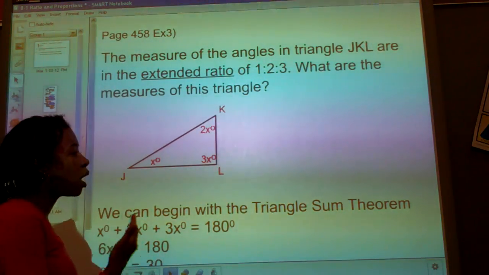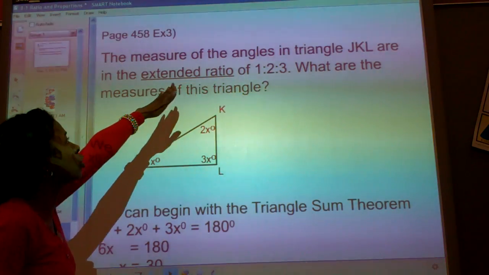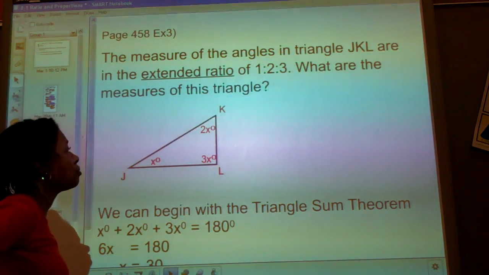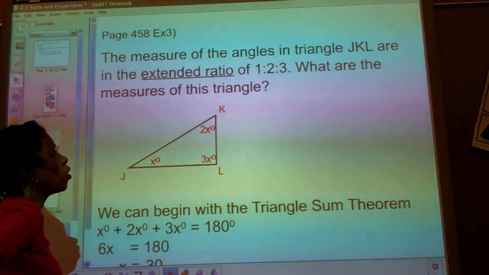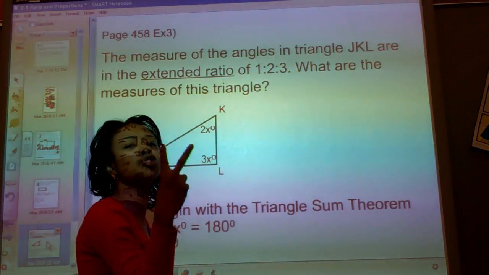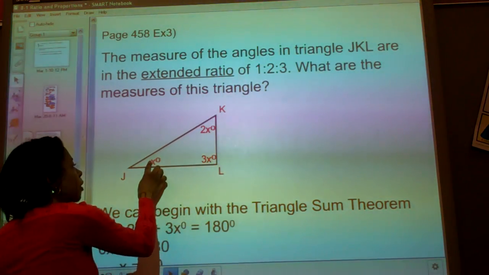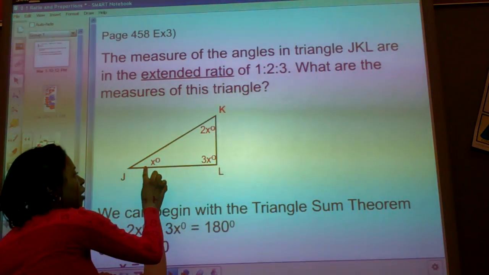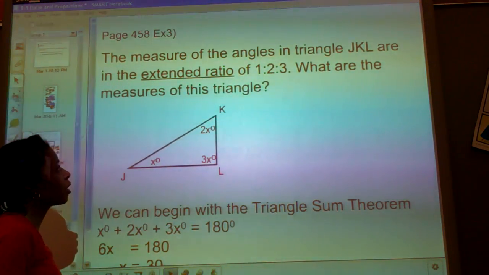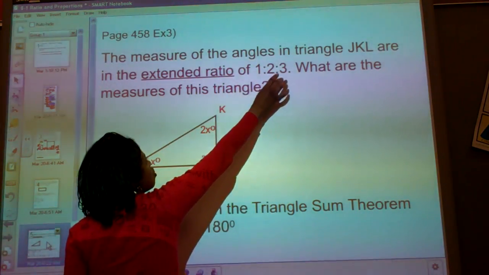Let's say I do know some proportional ratios. Let's say I have here that the measures of the angles in triangle JKL are in an extended ratio of 1 to 2 to 3. What do I mean by extended? Remember, ratios are at least comparing two things. In this particular case, I'm comparing 3 angles: this angle to that angle to that angle, angle J to K to L. What are the measures of this triangle? Well, this says that it's 1 to 2 to 3.